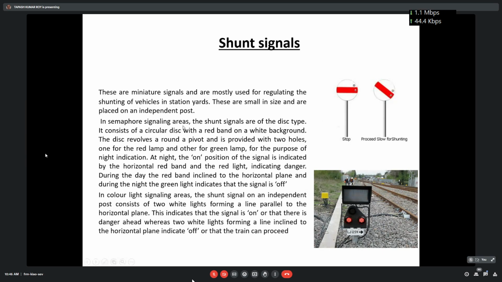In semaphore signaling areas, the shunt signals are disc type. It consists of a circular disc, red band with white background. This revolves around a pivot and is provided with 2 holes, one for the red lamp and another for the yellow. In case of semaphore signal for night, one light will be placed behind it. By positioning the shape of this light, it will come to the eyes of the driver. So when the red light is here, the driver can easily understand to stop the train. When this type of yellow signal comes, it means proceed slowly for shunting.